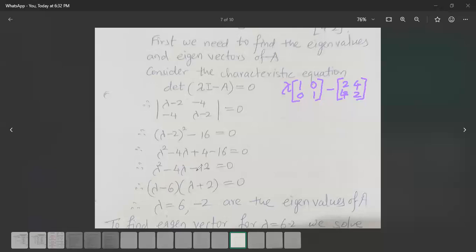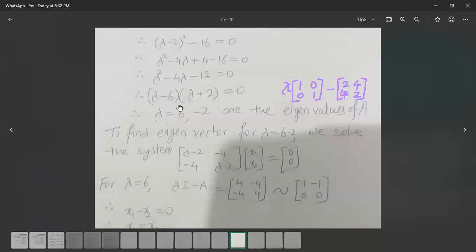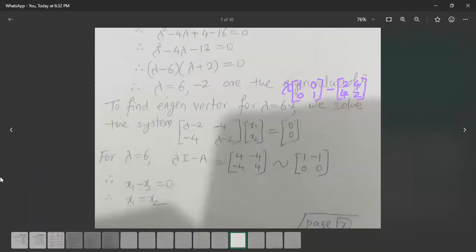So what you got is lambda equal to 6 and minus 2. So these are the eigenvalues. And now you go for the eigenvectors. You can see on the board itself. So to find the eigenvectors, we solve this kind of system: lambda I minus A matrix multiplied by this equal to zeros, meaning we solve a homogeneous system. These are the variables. It being 2 by 2, we'll have two variables over here.